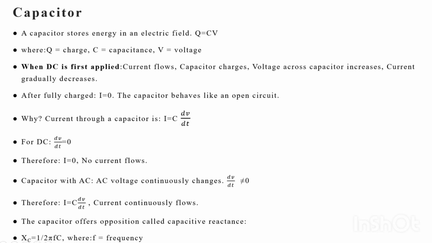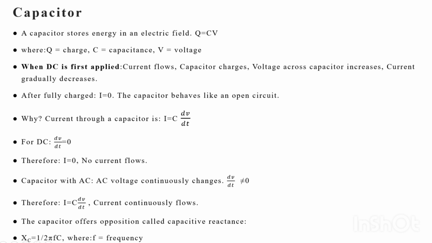I define it as I equal to C into dV divided by dt, which is the derivative of voltage with respect to time. But since I'm dealing with DC over here, we know that the voltage will remain constant, right? In that case, if voltage remains constant, the value of dV divided by dt will be equal to 0, such that the value of I will be equal to 0. That is the reason we define the fully charged condition as I equal to 0.